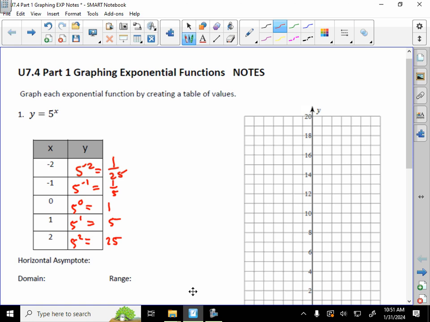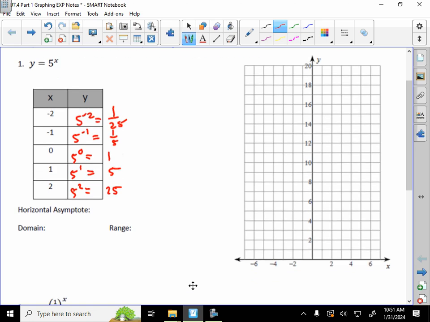And we can go ahead and plot these points. So -2 and then up 1/25. So it's a really small number, but it's positive. And then -1, 1/5. So it's just a little bit higher. 0, 1. 1, 5. And then 2, positive 25. That's going to be up here, past the 20.